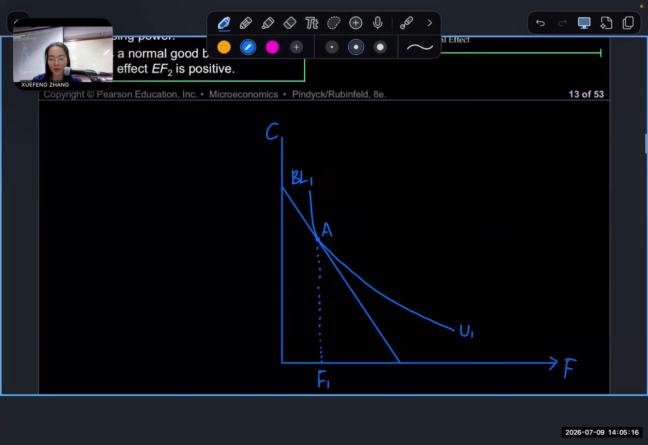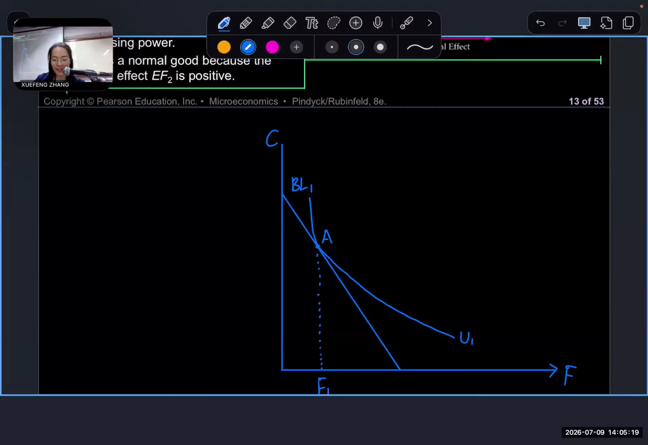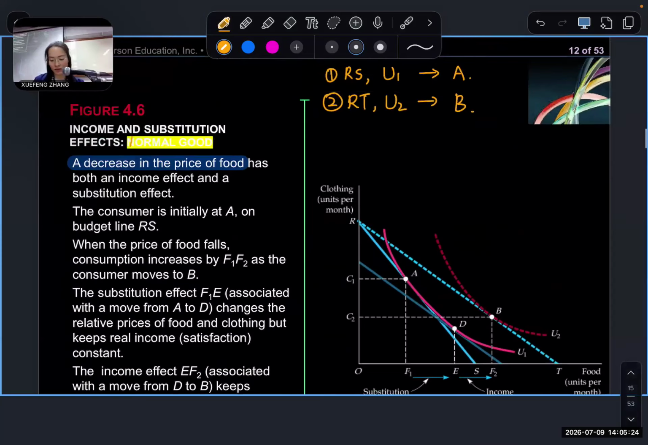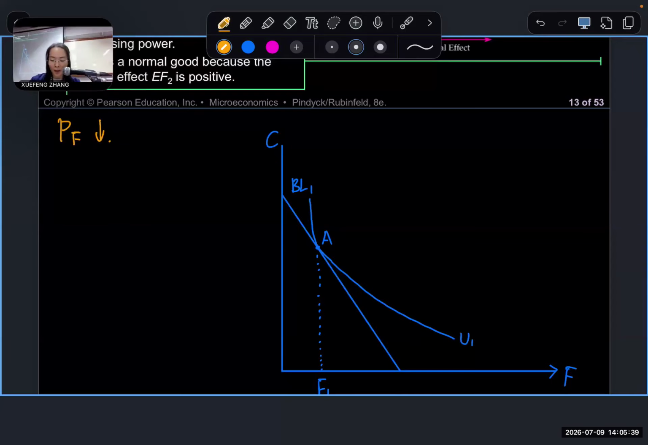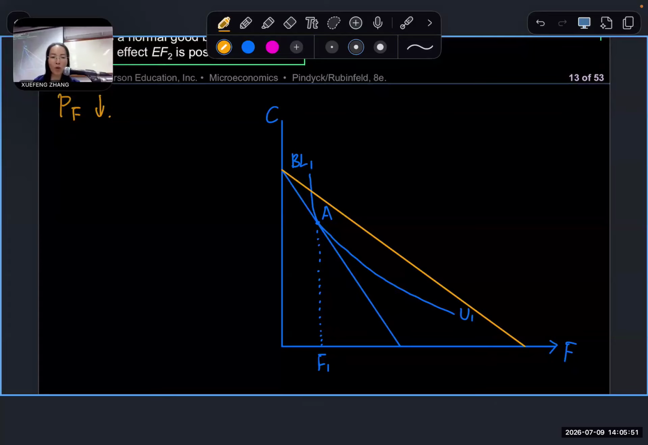Next one, don't forget our prerequisite is that the price of food, for a normal good, decreased, okay? If the price of food decreased, that means my budget line is gonna rotate outwards from blue to yellow, right? Because I can buy more food. So this is my budget line 2.